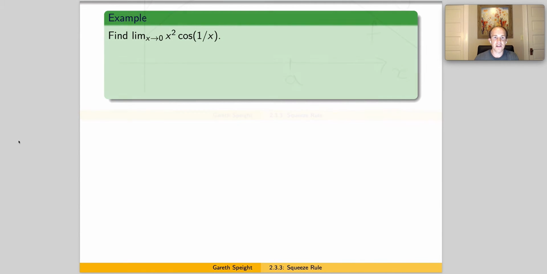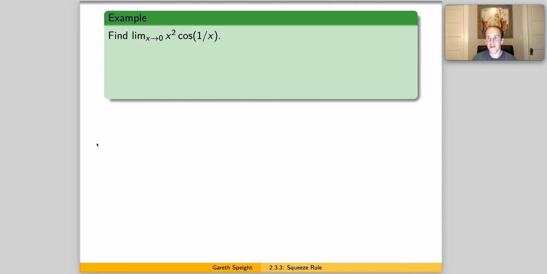So here, for instance, let's try to find the limit as x tends to 0 of x squared cosine of 1 over x. So it looks like a very complicated function. For instance, we can't say the limit of a product is the product of the limits, because if we just look at the limit as x tends to 0 of cosine 1 over x, you can check that actually this limit does not exist. Okay, so using the product rule for limits is not available here. So we have to do something separate.